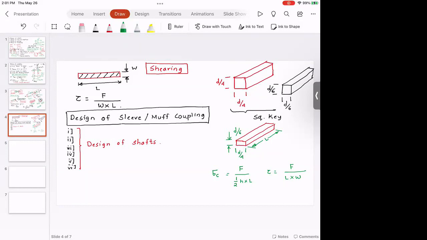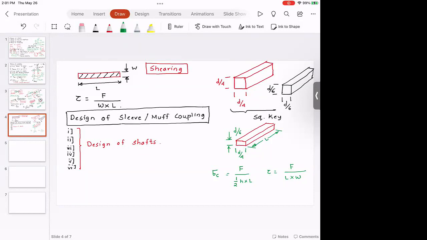Before I actually discuss, I want you to understand the process here. H and W are decided by the dimension of the shaft. Are you with me so far? The only problem is what should be the value of L.